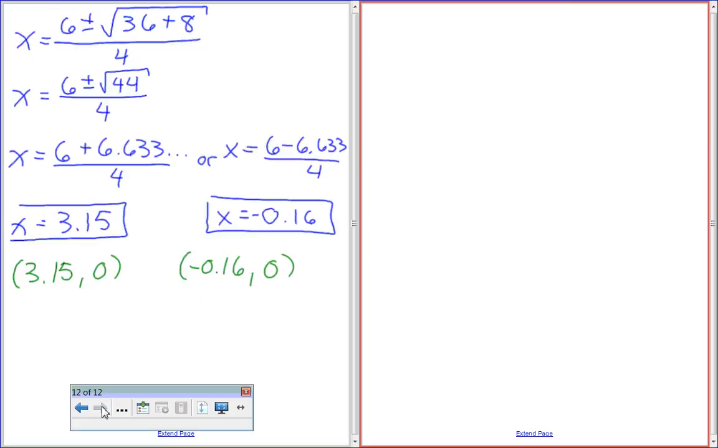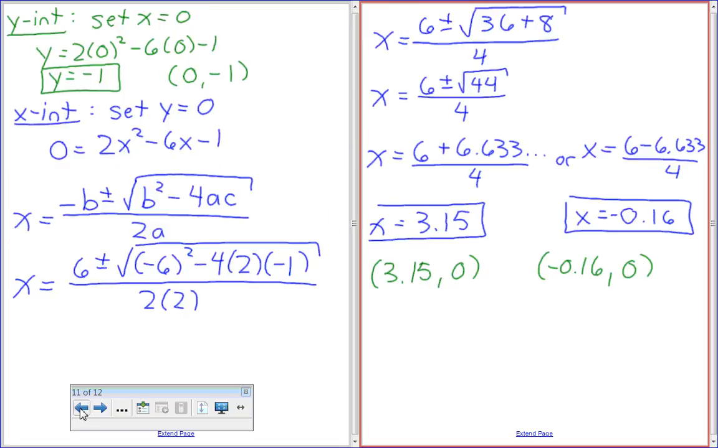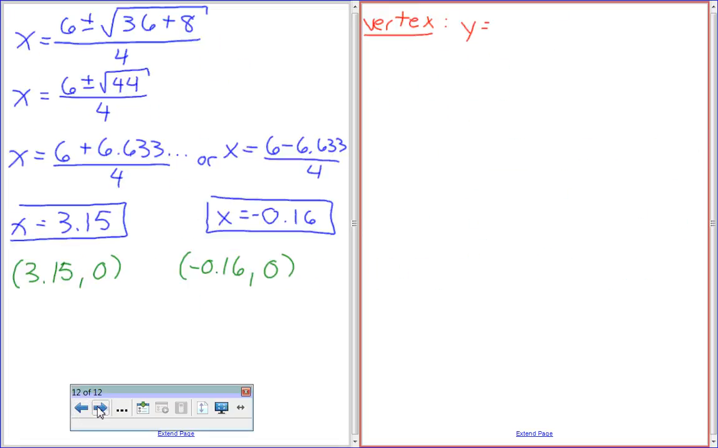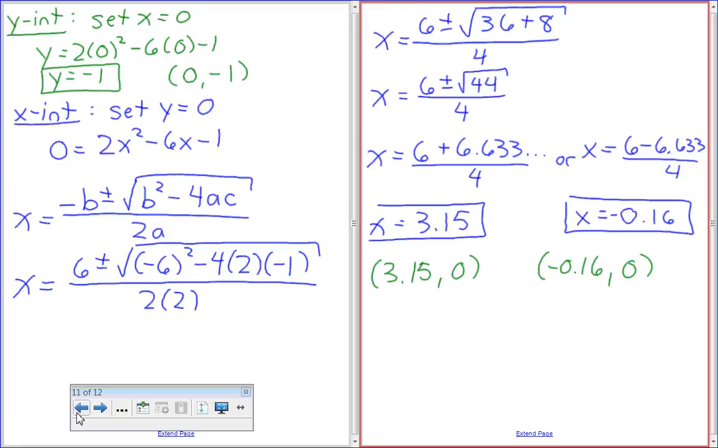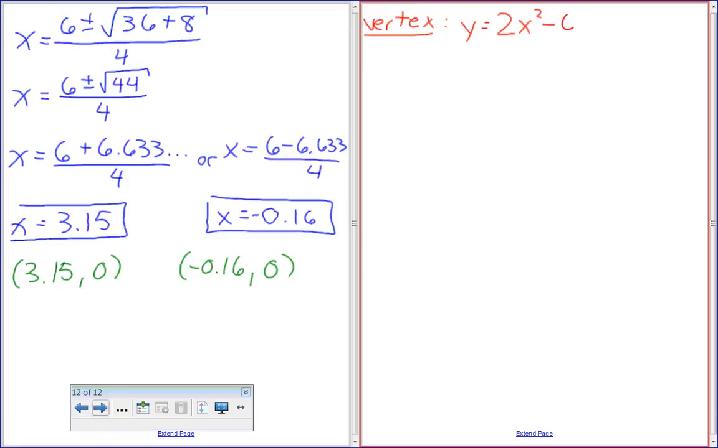Okay. Next one's going to be my vertex. Okay, because I want you guys to be strong completing the squares. It's going to be minus 6x minus 1. I'm going to hit pause in the video. I'm going to give you guys about 2 minutes to find the vertex. Okay?